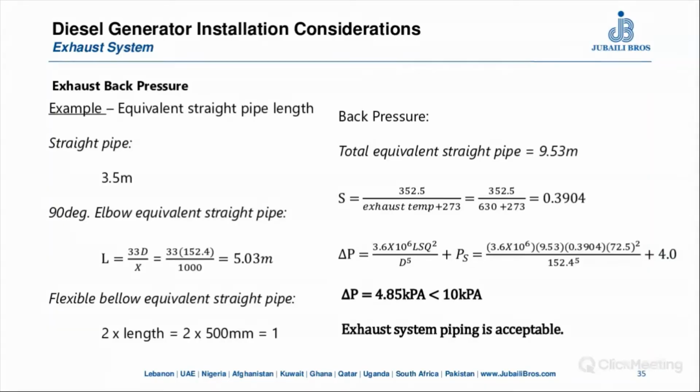So first, we have to calculate the equivalent straight pipe length. So we've already said that the straight pipe is 3.5 meters. Then we have the 90-degree elbow. Calculating the equivalent straight pipe, L is equal to 33D over X. So the internal diameter of the exhaust pipe is 6 inches, equivalent to 152.4 mm. So 33 times 152.4 divided by 1,000, we have 5.03 meters of equivalent straight pipe for the 90-degree elbow.